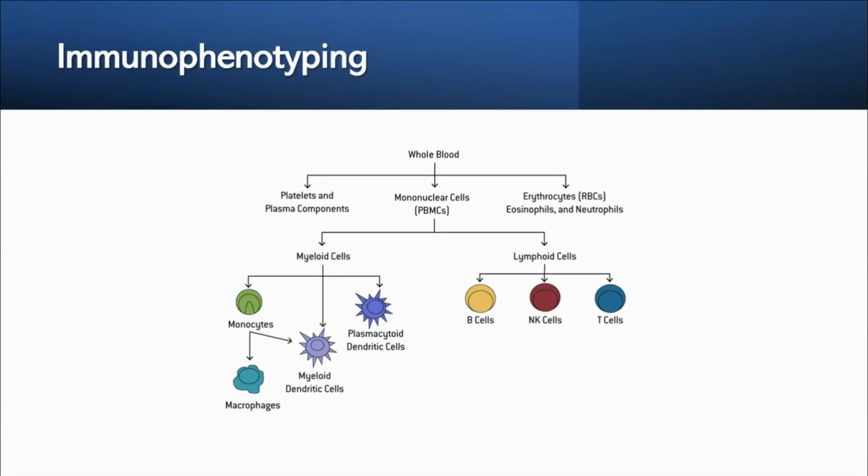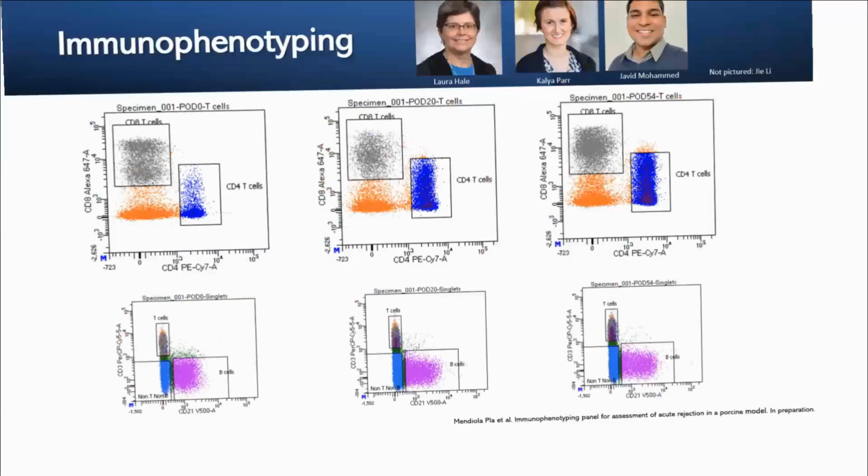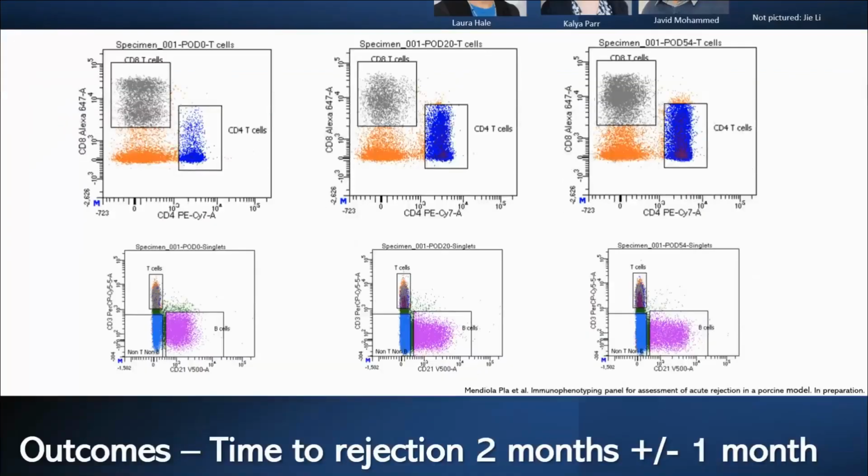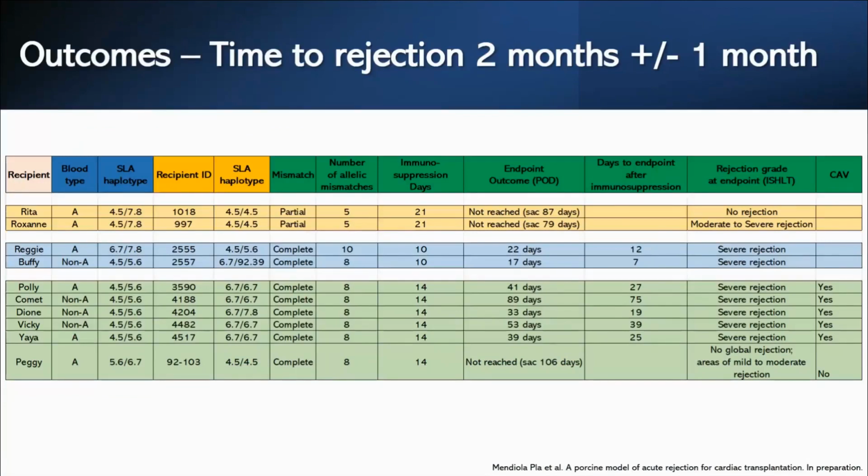In addition to that, we are performing immunophenotyping and have been working with Laura Hale, Kayla Parr, and Javed Mohammed, as well as Ji Lee, to identify the reagents and to develop the methodology to do the immunophenotyping of these pigs. And this is showing that as the rejection ensues, there's an increase in the number of CD8 positive T cells. So this has been an iterative process to develop this rejection model.